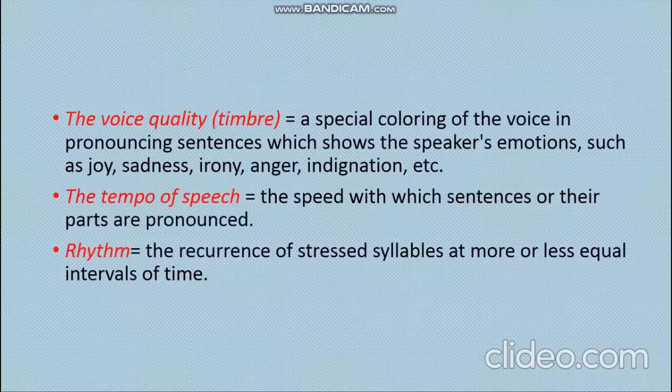The other components of intonation are the voice quality or timbre, the tempo of speech, and the rhythm. What is the voice quality? It's a special coloring of the voice in pronouncing sentences which shows the speaker's emotions, such as joy, sadness, irony, anger, indignation, and so on. The tempo of speech is the speed with which sentences or their parts are pronounced. Rhythm is the recurrence of stressed syllables at more or less equal intervals of time.